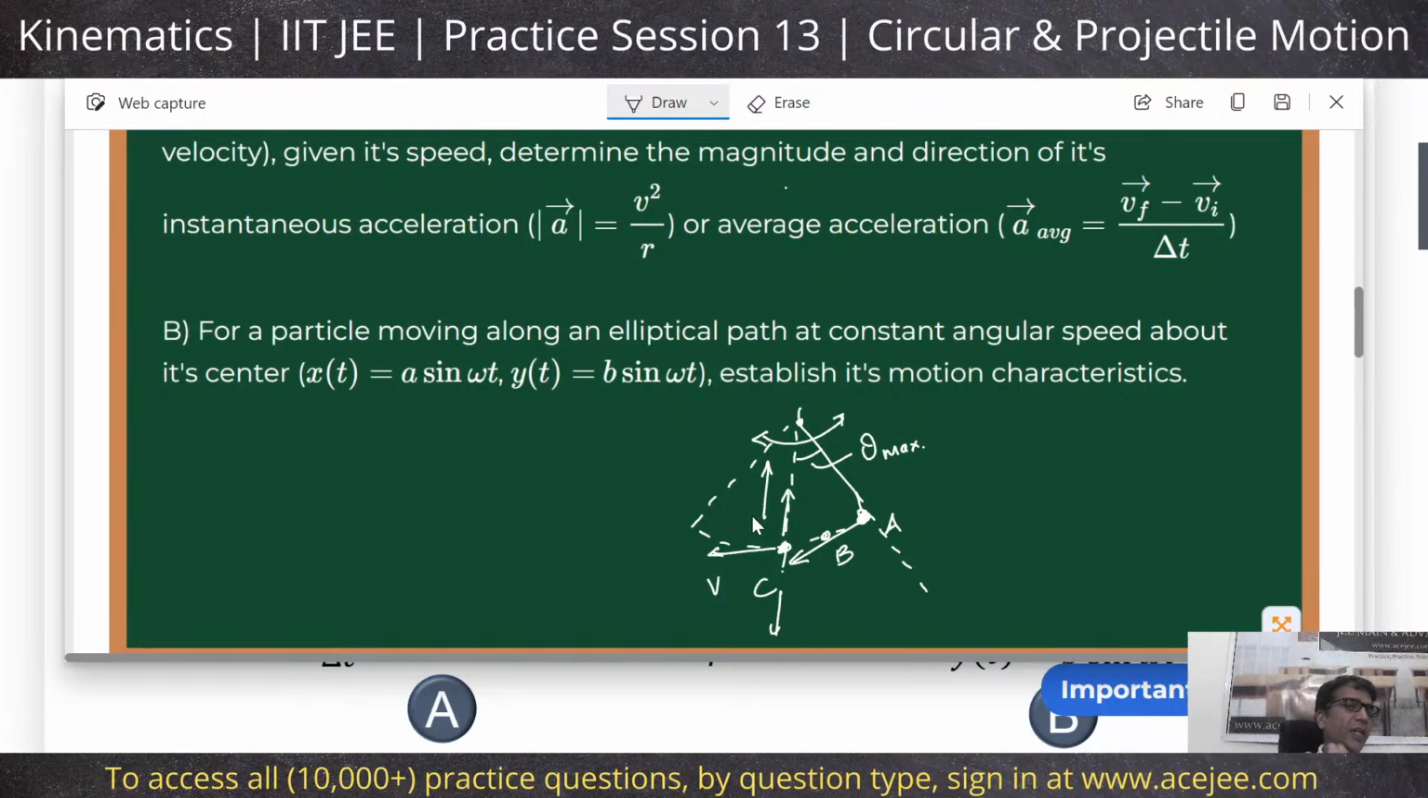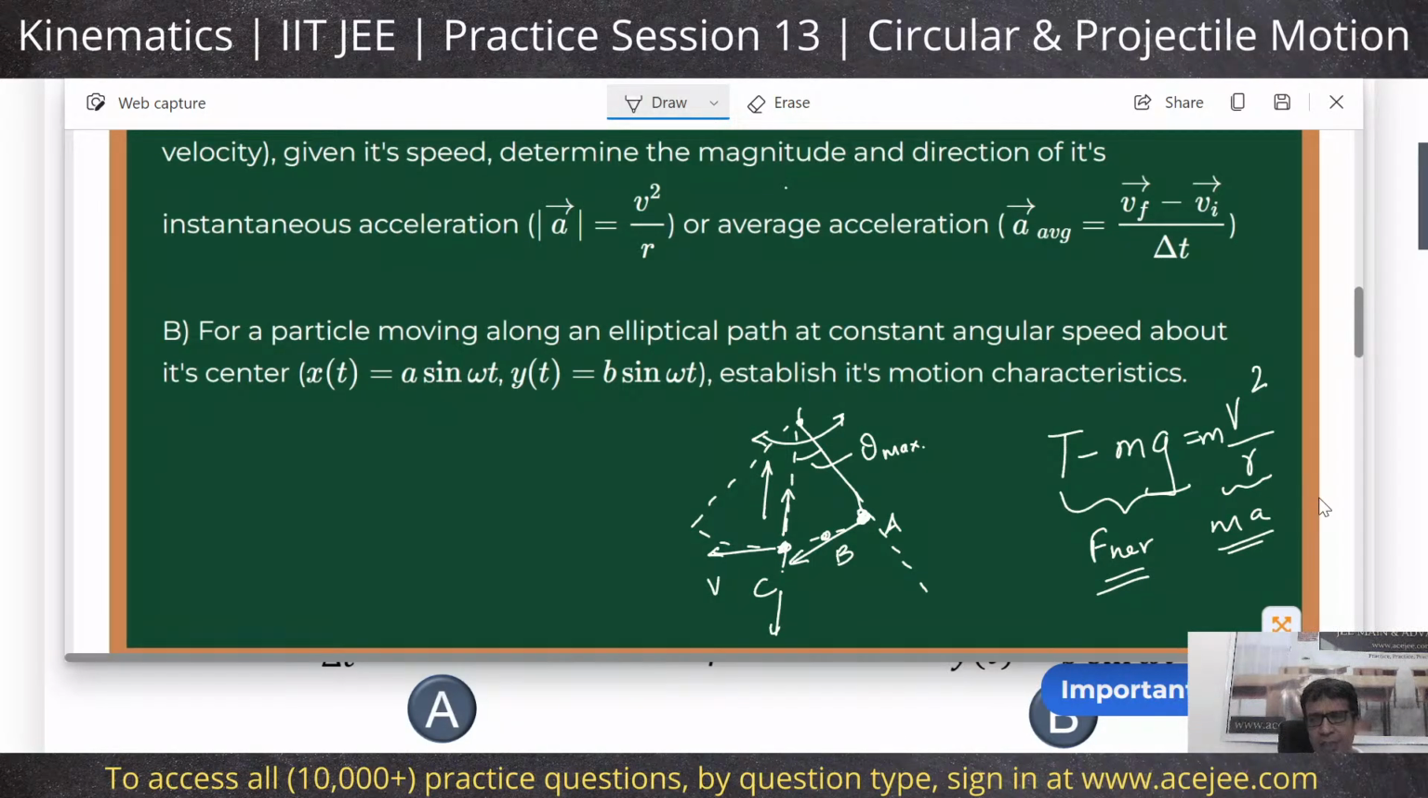So now, if the net acceleration is in the radial direction at that point, what does it mean? That the tension T minus the force mg in the downward direction must be equal to v square by r. That's it. Newton's second law, something we'll study in the next chapter. Net force is equal to mass times acceleration. Yes?